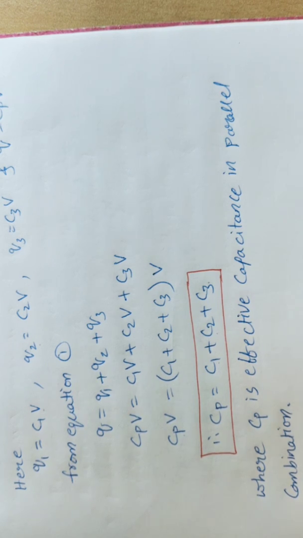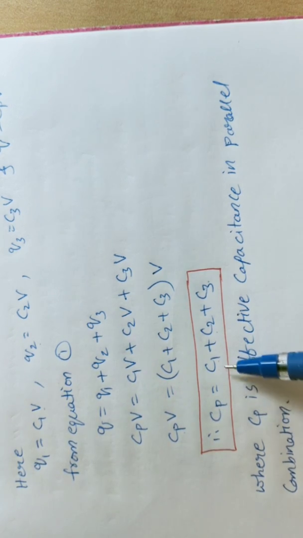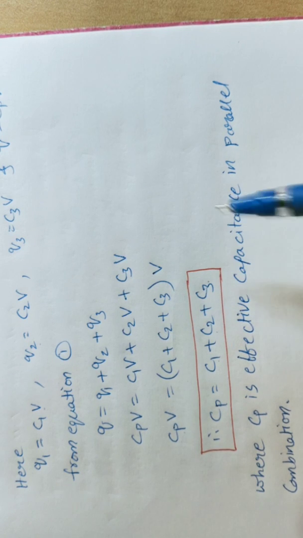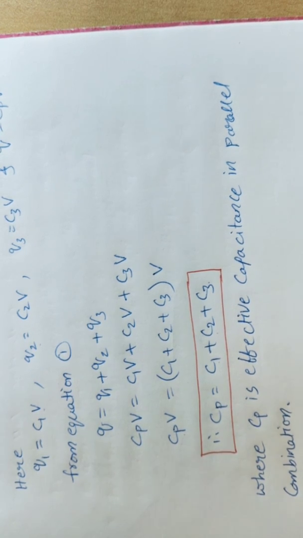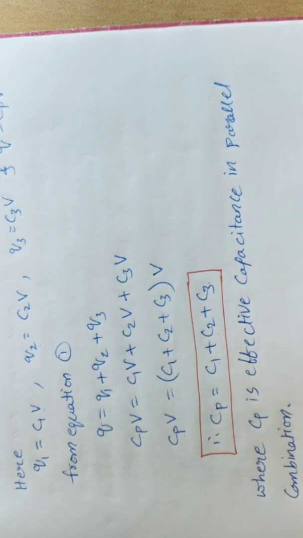So in parallel combination we can understand that the effective capacitance is equal to the sum of the individual capacitances only. Effective capacitance is equal to how much? The sum of the individual capacitances only. That is the effective capacitance in parallel combination.